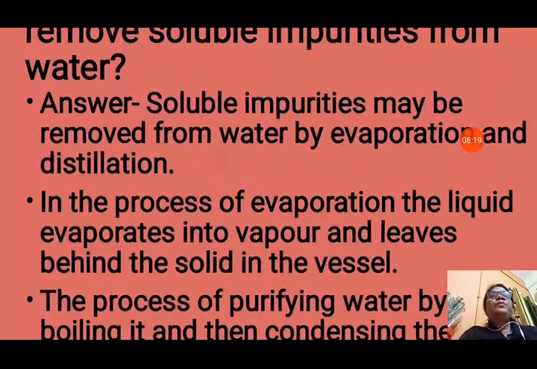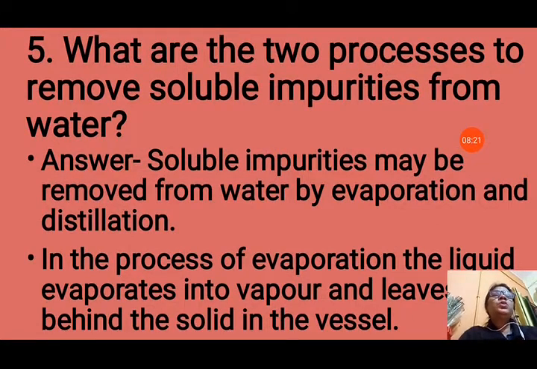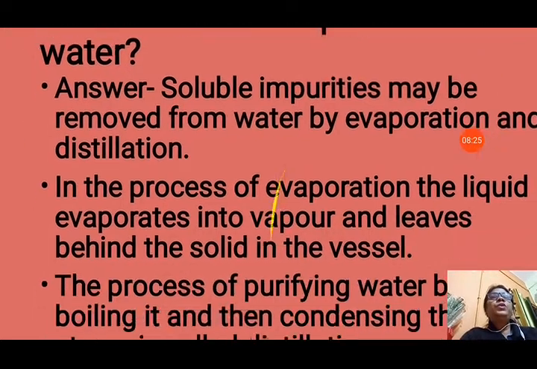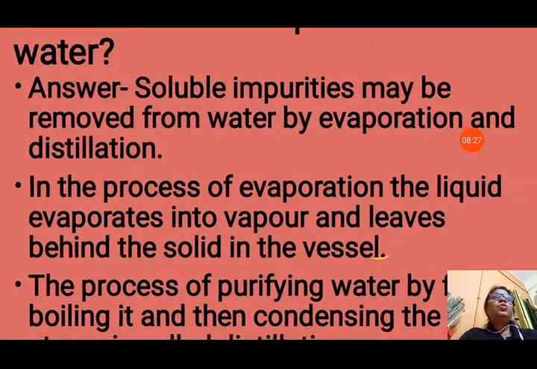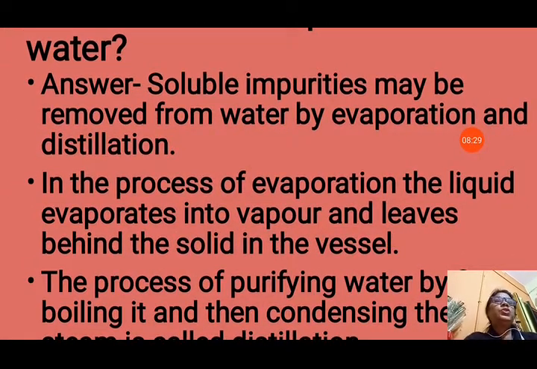Question number 5. What are two processes to remove soluble impurities from water? We know that soluble impurities mix in the water. We cannot separate them by filtration because they are dissolved in the water and we cannot see them. So, they can be removed from water by evaporation and distillation.